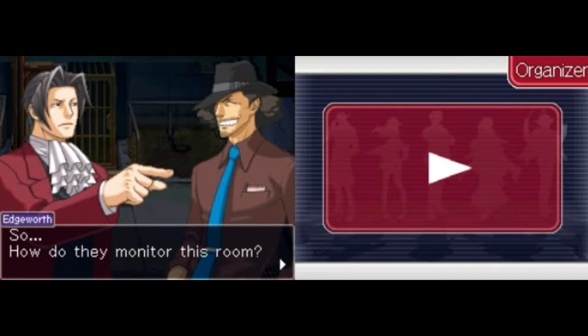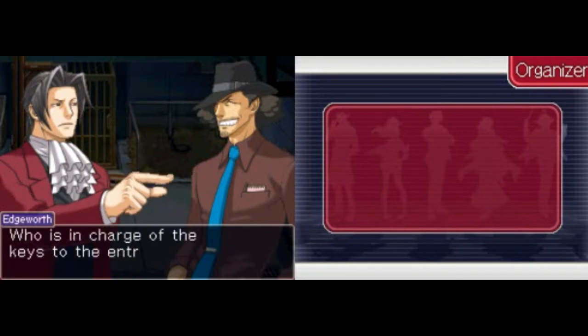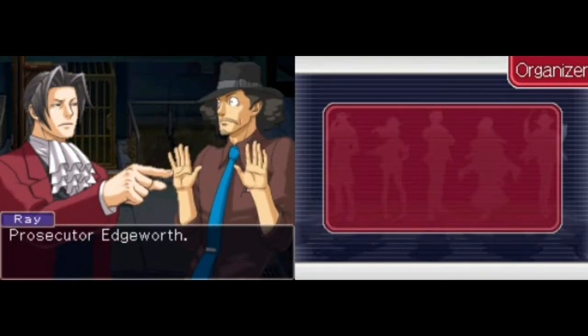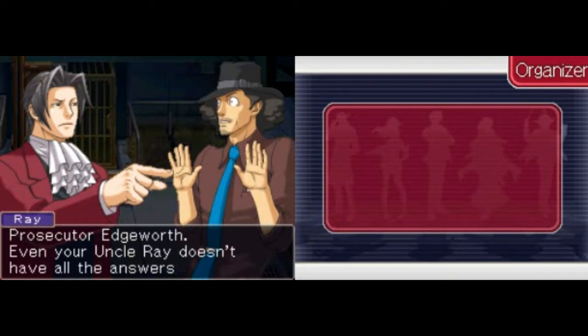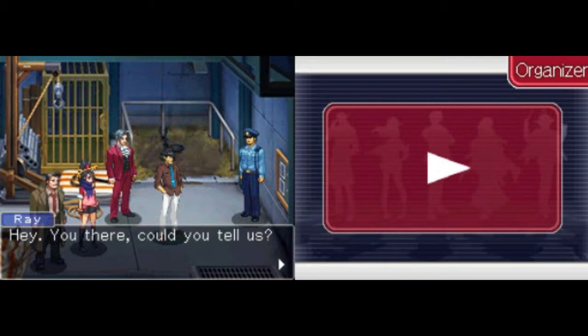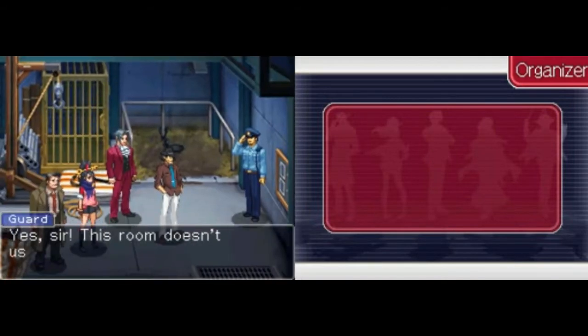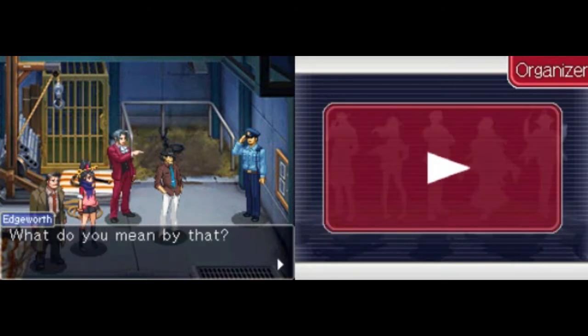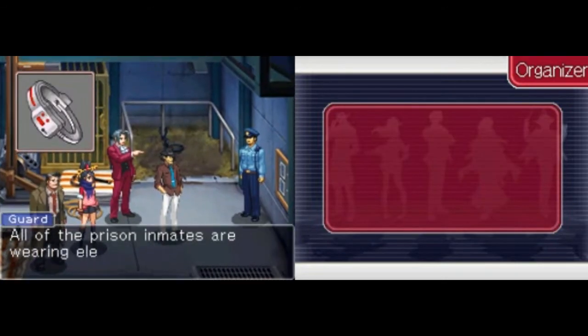So how do they monitor this room? Who's in charge of the key to the entrance? Prosecutor Edgeworth, even your Uncle Ray doesn't have all the answers. Hey, you there, could you tell us? Yes, sir. This room does not use any locks or keys. Instead of locks, the doors are equipped with sensors. What do you mean by that? All the prison inmates are wearing electronic bracelets.